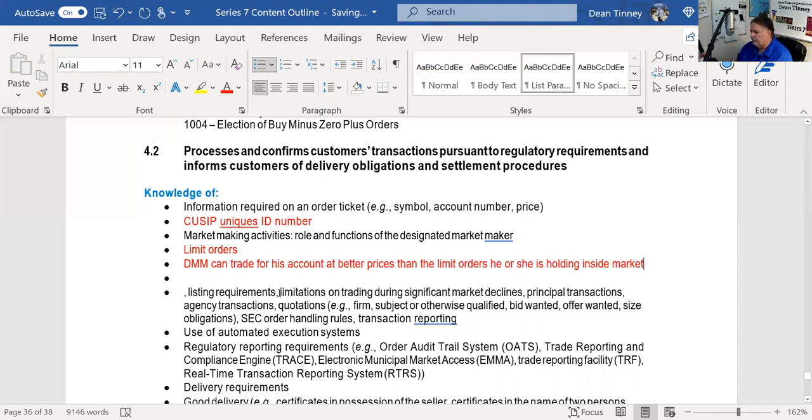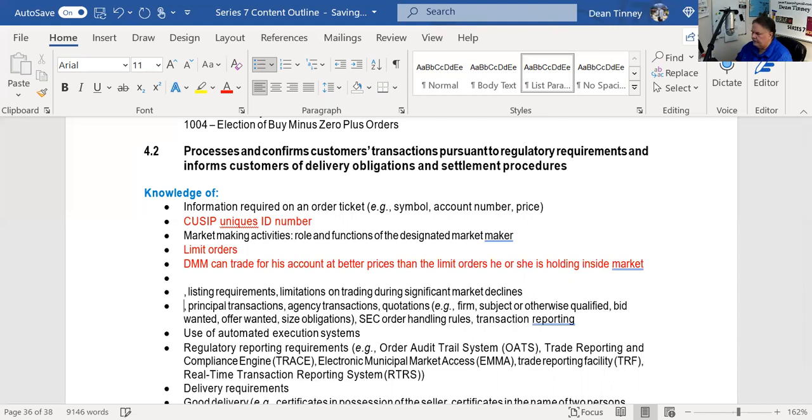Listing requirements, I wouldn't worry about that. You join me for a 24. We'll talk about that. Significant market declines, just memory work.